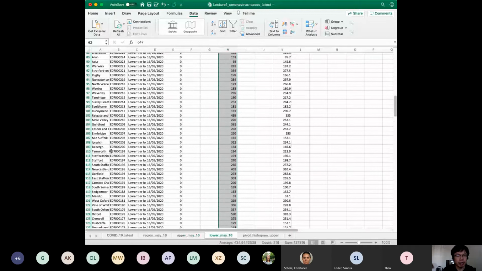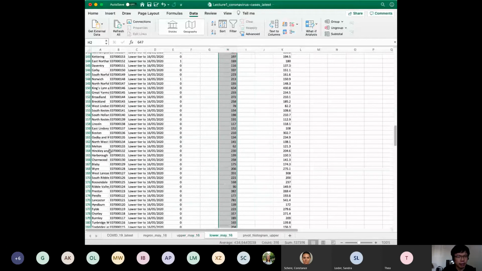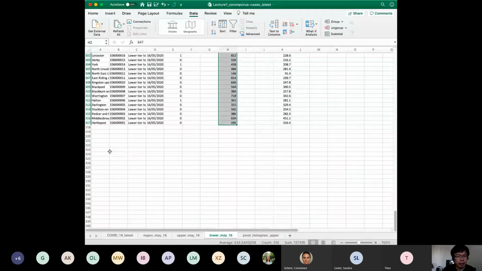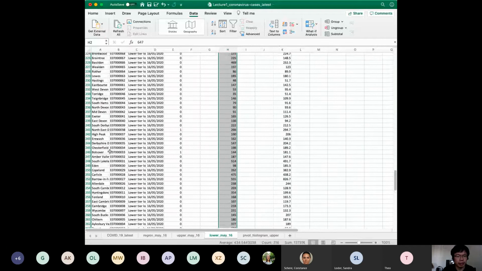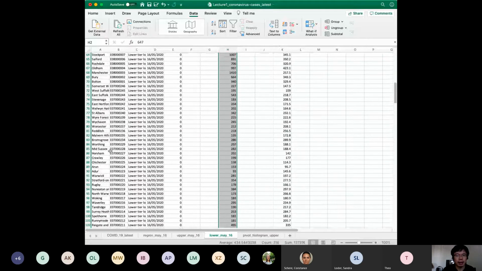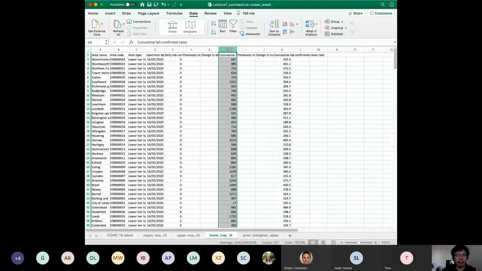Now if you move on to the next sheet, which is lower May 16, you see there are 317 lower tier authorities, and you have another level of variation. So this is what we call hierarchical data. Region is at the highest level of the hierarchy, and then you have lower levels of hierarchy, that is upper tier and lower tier local authorities.